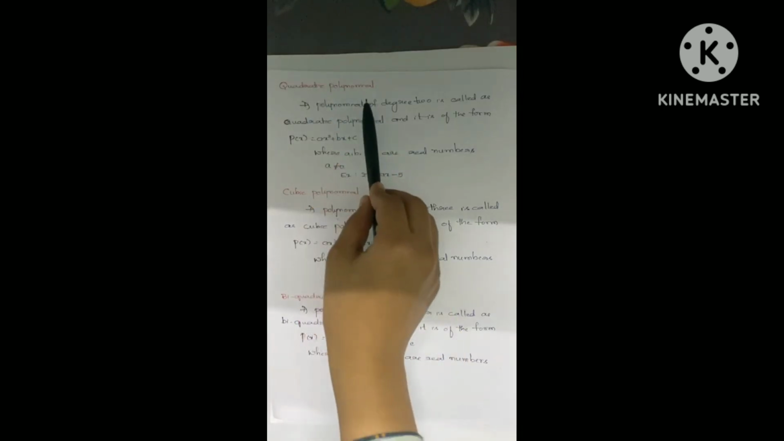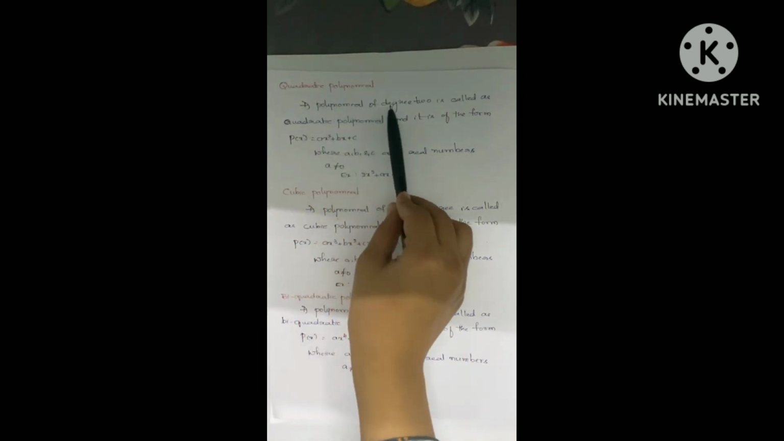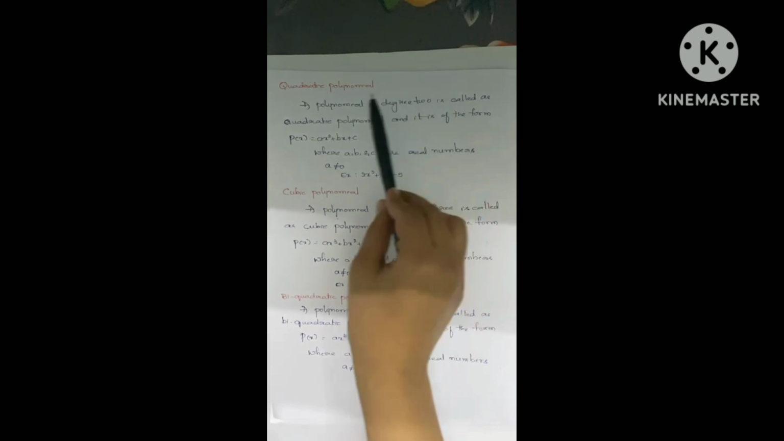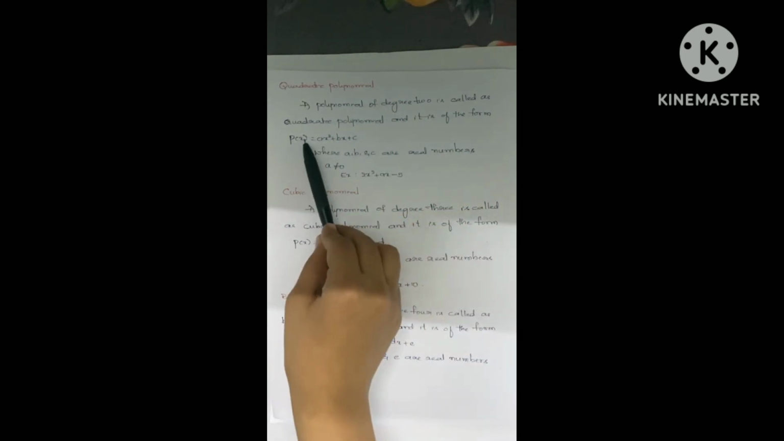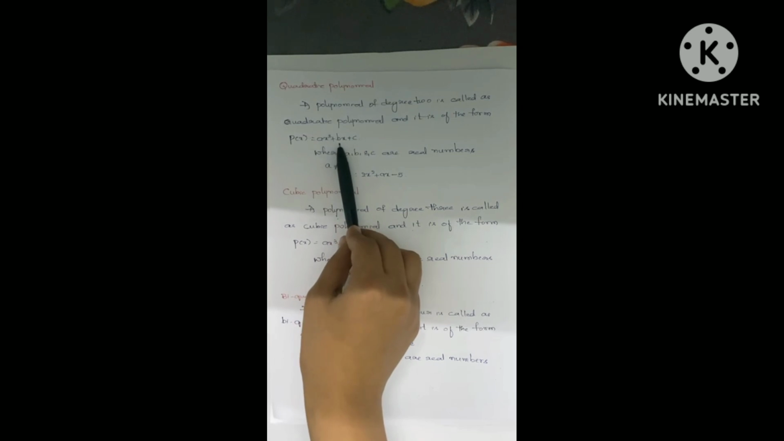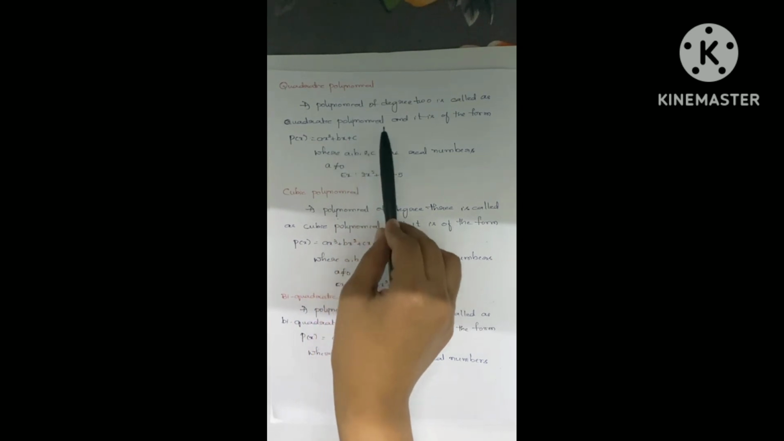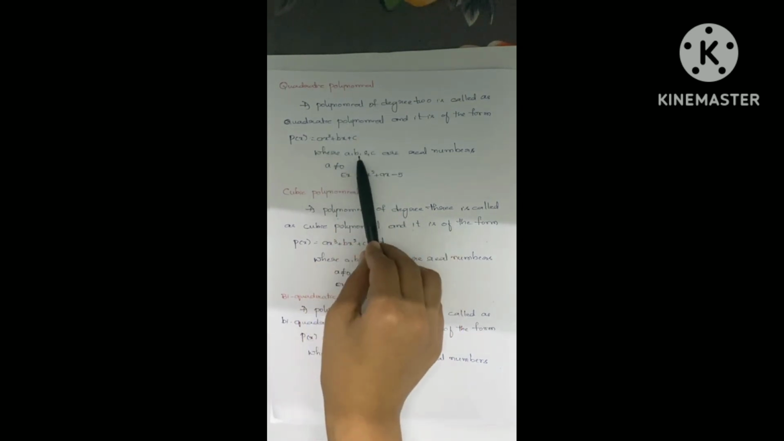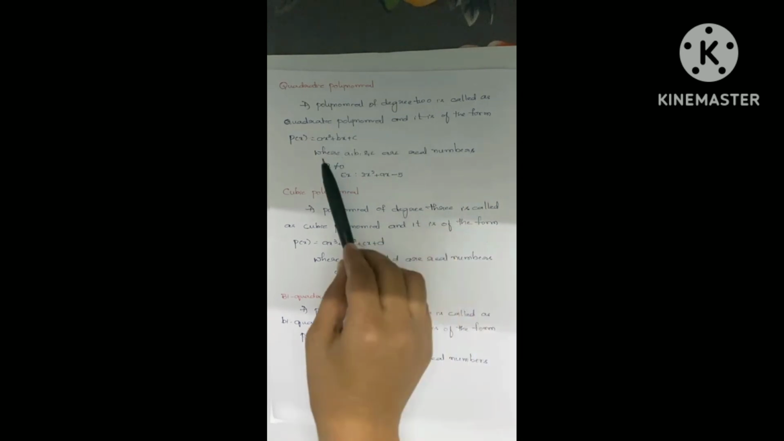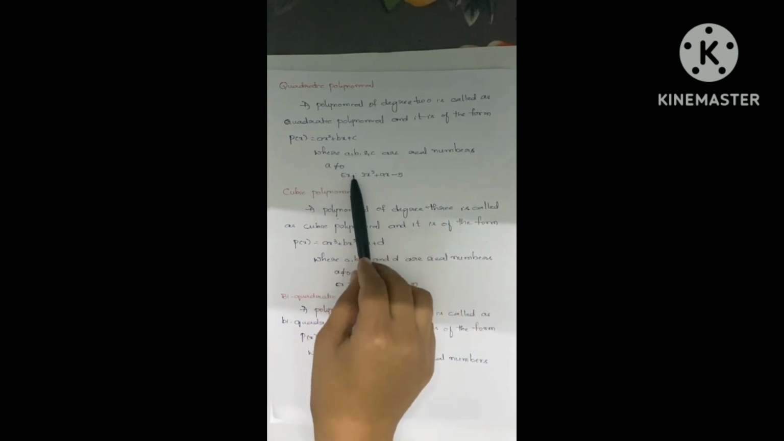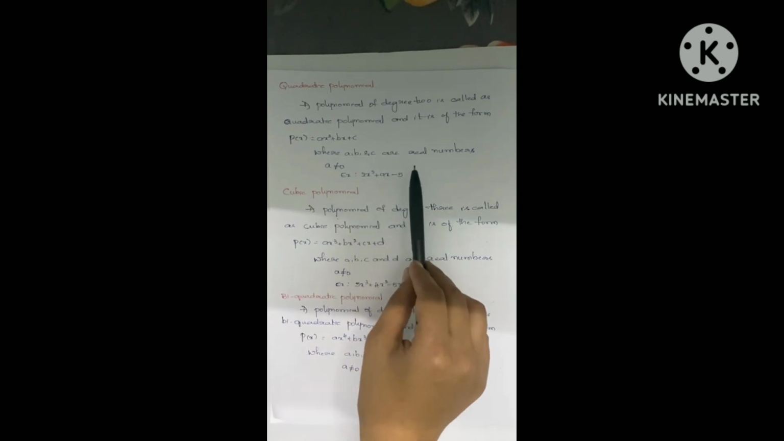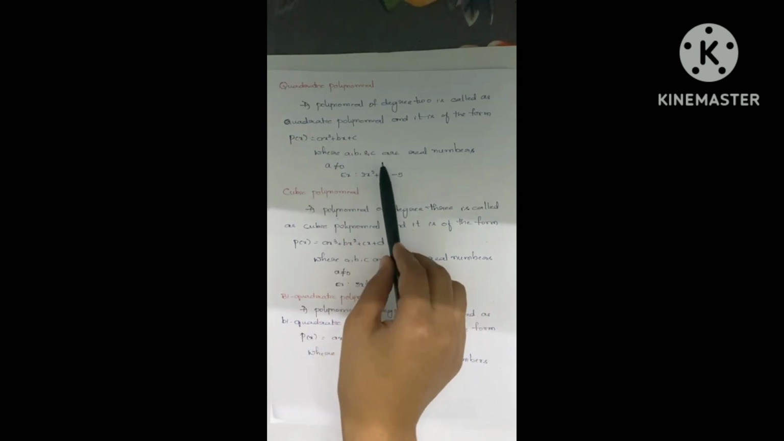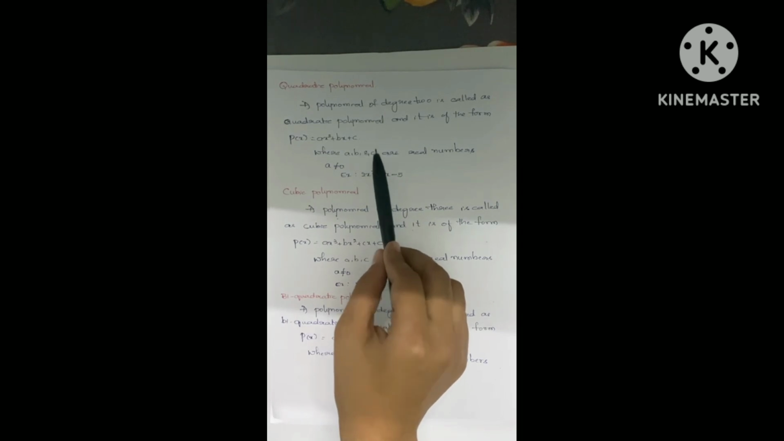Next is the quadratic polynomial. A polynomial of degree 2 is called a quadratic polynomial and it is of the form p of x equals ax square plus bx plus c, where a, b and c are real numbers and a is not equal to 0. Example for quadratic polynomial is 2x square plus 9x minus 5. Here its degree is 2.